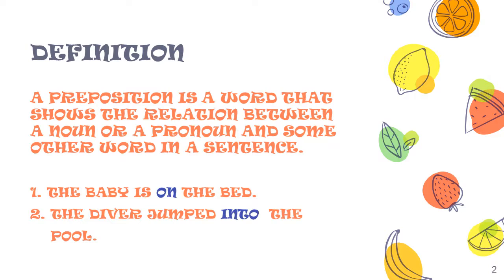As it's clear in these two examples, the baby is on the bed. Now in this sentence we have two nouns. One is baby, the other one is bed. Now the position of one noun in relation to the other one is told by on. So on is a preposition.